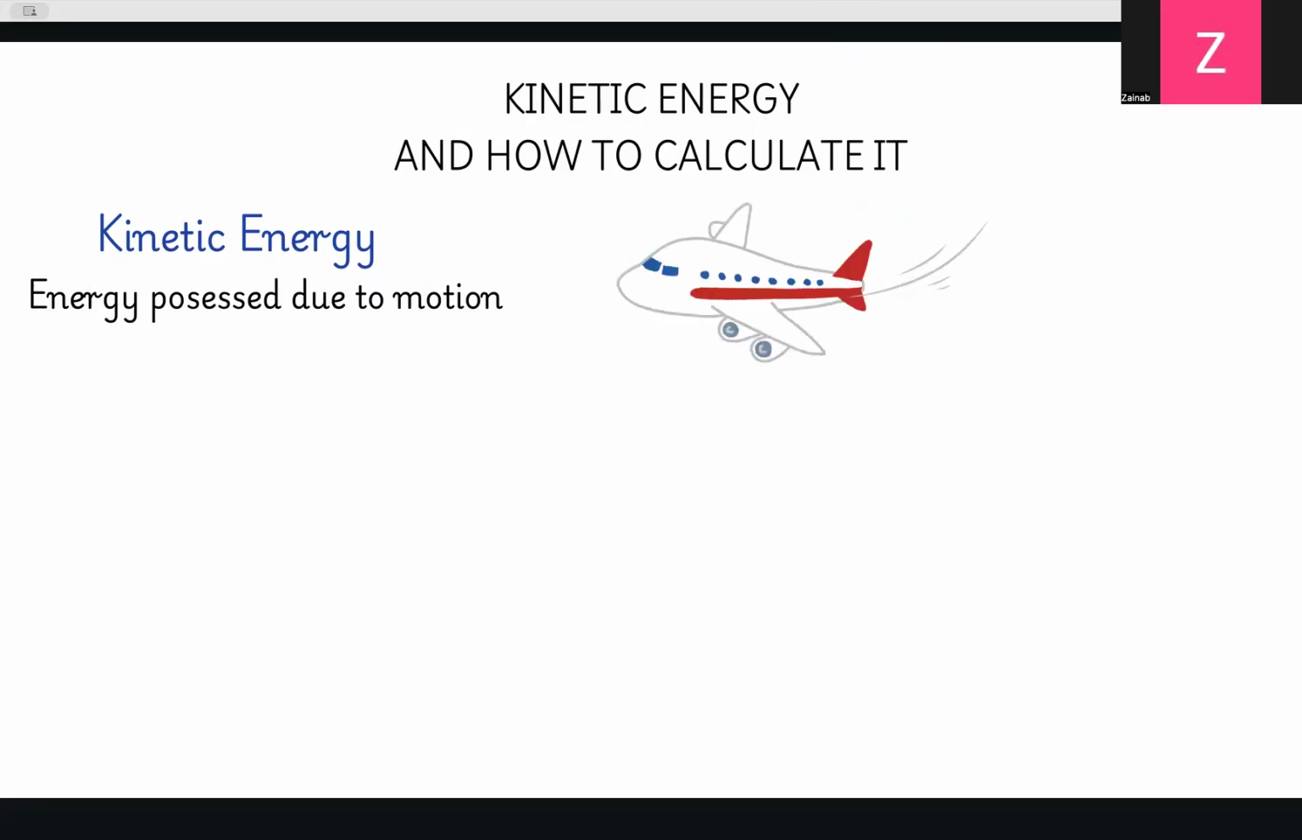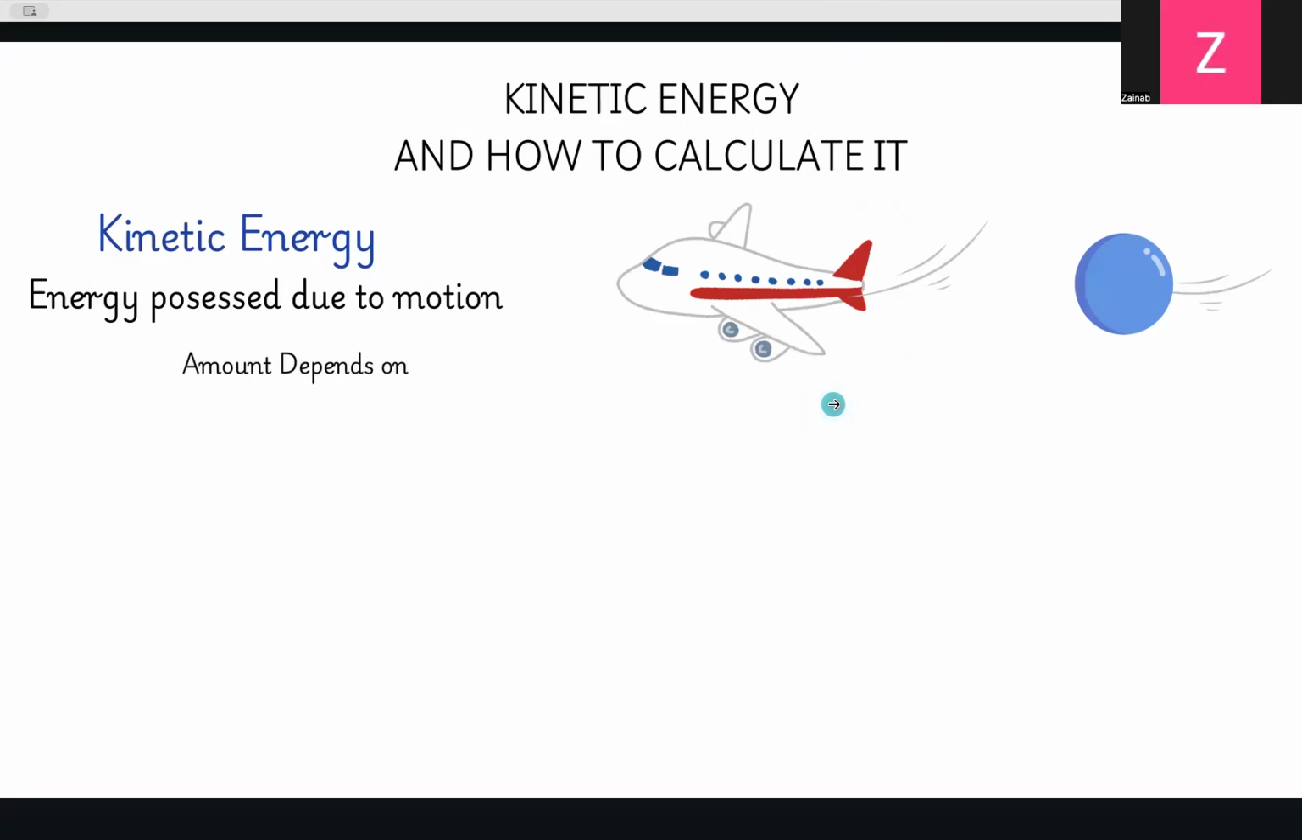So today we'll be looking at kinetic energy and how we can calculate the kinetic energy as well. So firstly, kinetic energy is the energy that a moving object has. So the energy that's possessed due to motion. Whether it's a plane or a particle, it's how much energy an object has that is moving.